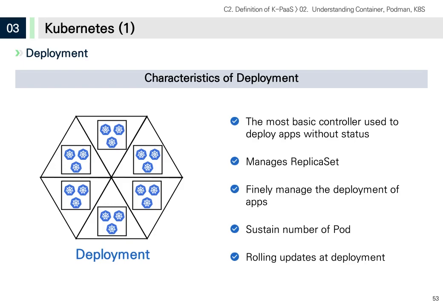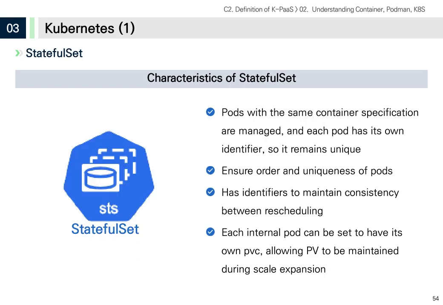Moving on to the characteristics of a deployment. A deployment is the primary controller in Kubernetes and manages replica sets to provide more granular control over the deployment of your app. It maintains the number of pods and rolling updates occur on deployment. Next, the characteristics of a stateful set.